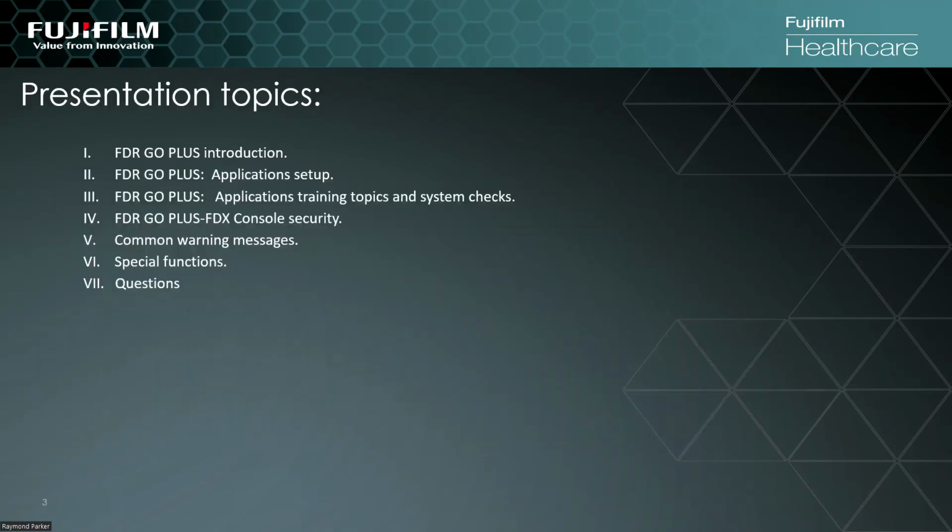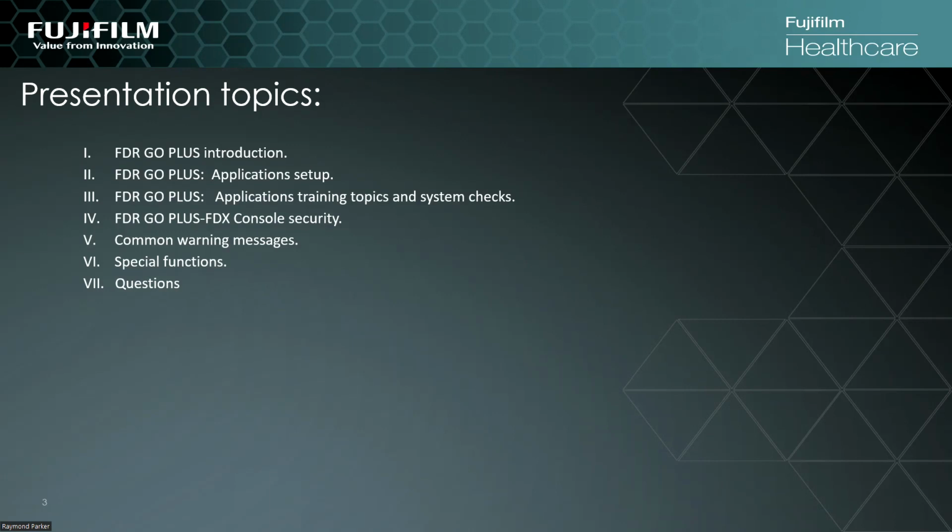The presentation topics will be this area here, including common warnings, some FDX console security, which we'll touch on also, and then some special functions at the end of the presentation that I hope will be helpful to you and the end users. This information is available in the quick guides for the FDR Go Plus. It is also available in the operation manuals.